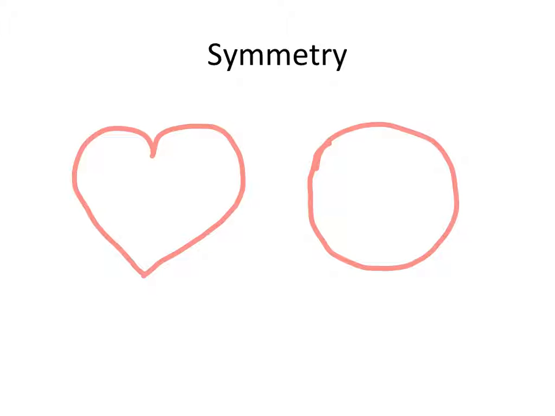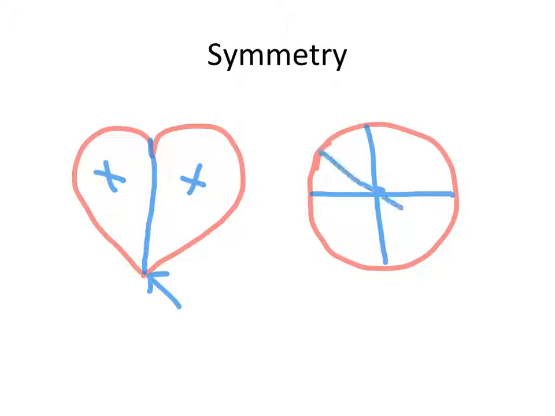For example, if this were a perfect heart, we can draw lines and create two sides that are exactly the same. So if I draw a line here, this side would be exactly the same as this side, which means this would be a line of symmetry. What about in a circle? Where could we draw a line that would be a line of symmetry here? We draw a line and it's exactly the same on both sides. Well, we could draw it here, or we could draw it here, or we could draw it here.